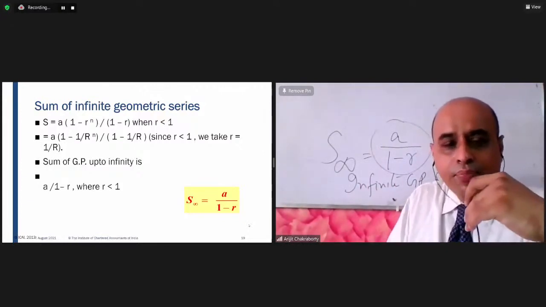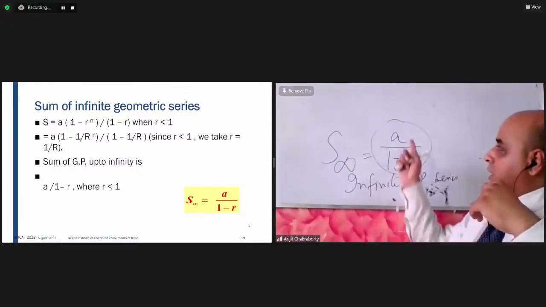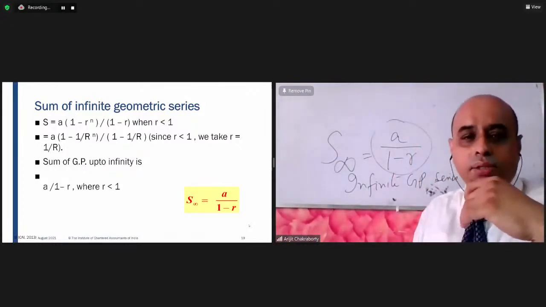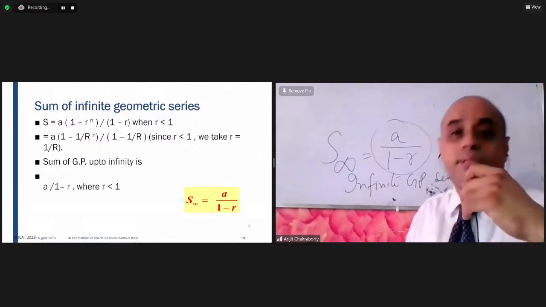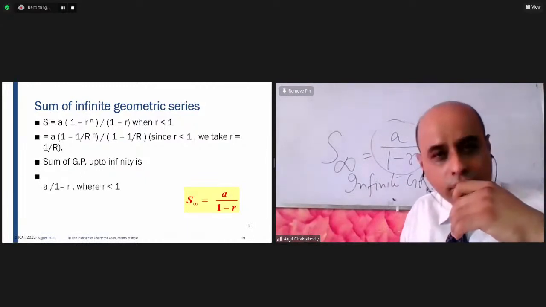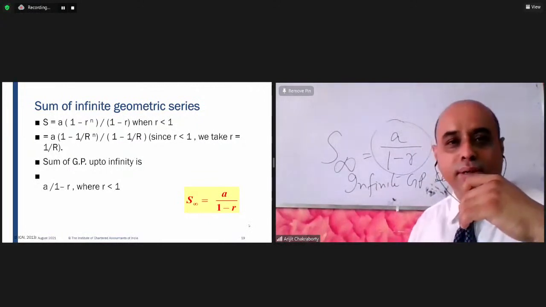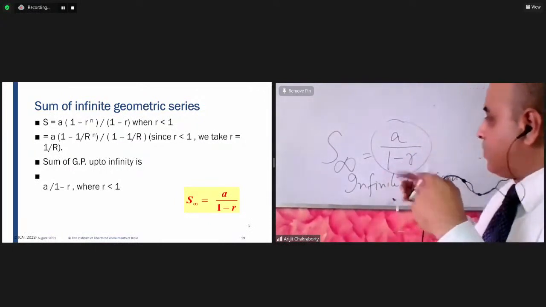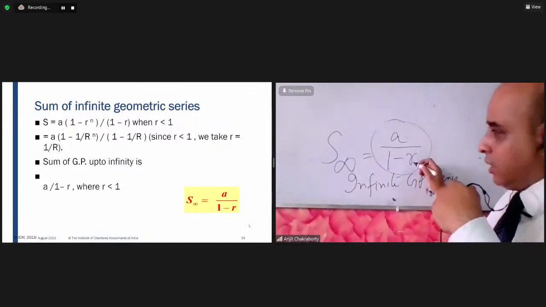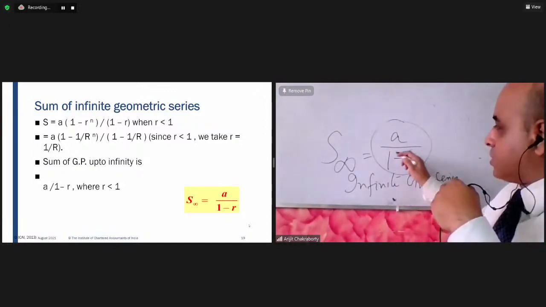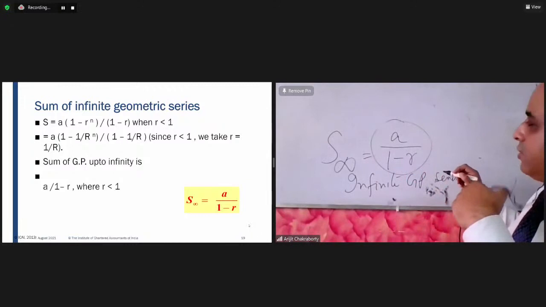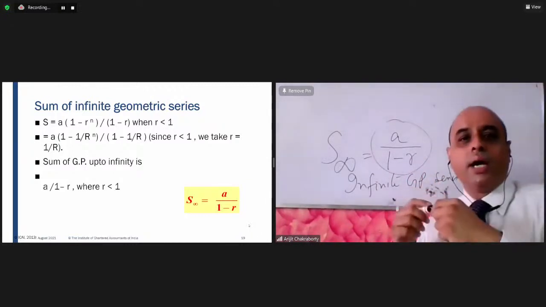But always remember, the infinite GP series formula A divided by 1 minus R is only valid when R is less than 1. If R is more than 1, it will have an unconventional outcome. Say if R is 3, then what will happen? It will be undefined.